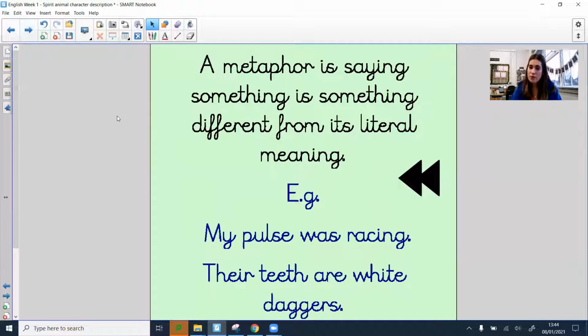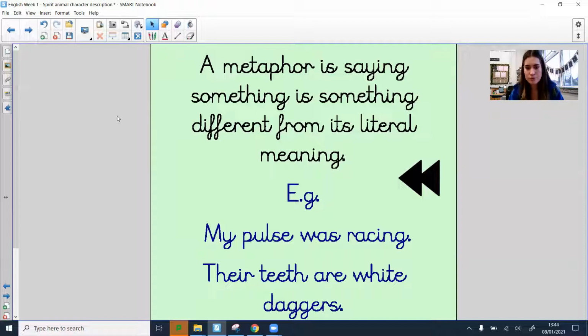Whereas a metaphor is a little bit different, because a metaphor is saying something different from its literal meaning. Now, we looked at this word literal quite a lot if you want to rewind your brains back to when we looked at idioms. Idioms are very similar to metaphors, okay, because they basically mean you're saying something which isn't really true in real life, okay?